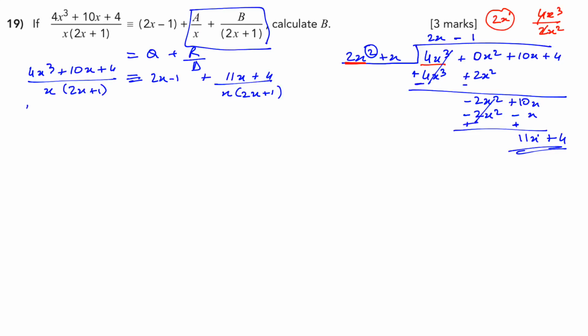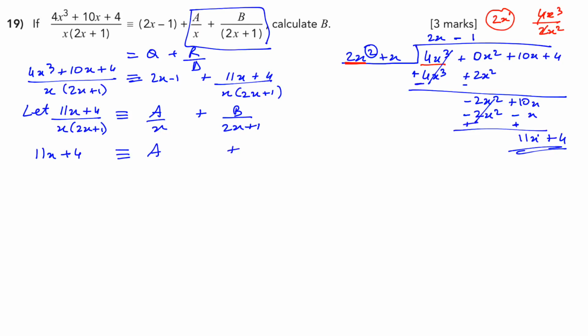After this step, write the remainder over the divisor. So 11x plus 4 over x, 2x plus 1 equals a over x plus b over 2x plus 1. Then always write down your numerator, only the numerator. Look at the denominator of a, it is x. Cover x, what are you left with? 2x plus 1. That's what you will write beside a.